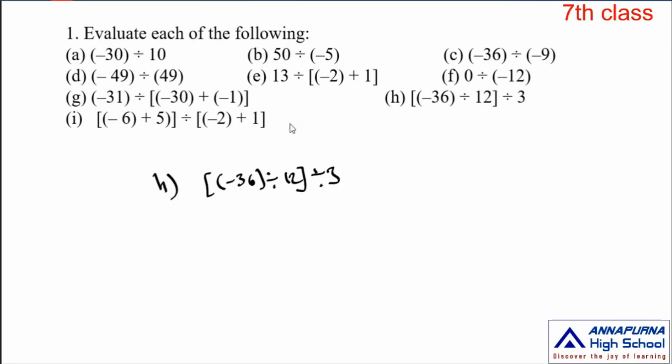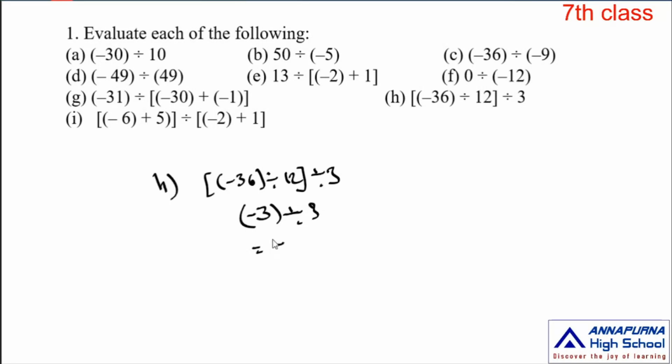So same as the previous ones. Now divide them as whole numbers. 12 in 36, 12 is 3 times. The coefficient of negative and positive is negative. Minus 3 divided by 3. So in 3 how many times? This is the division of a negative integer by a positive integer gives negative.